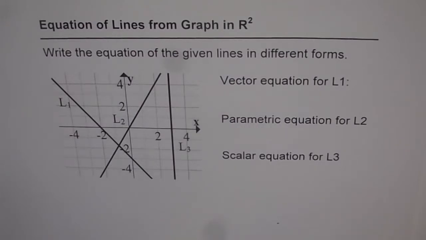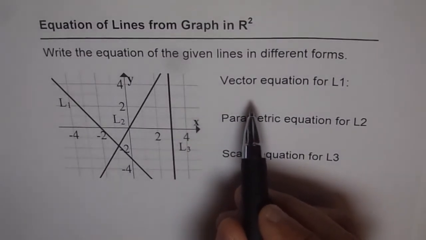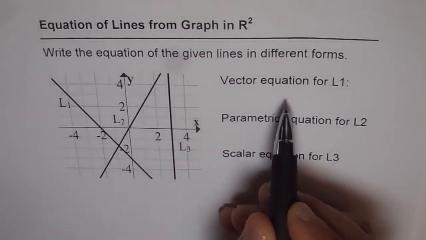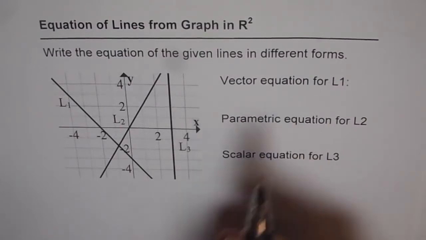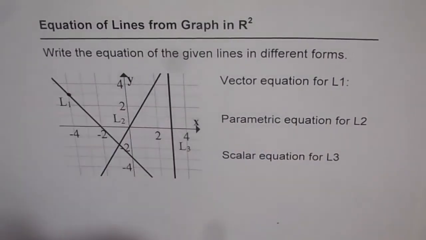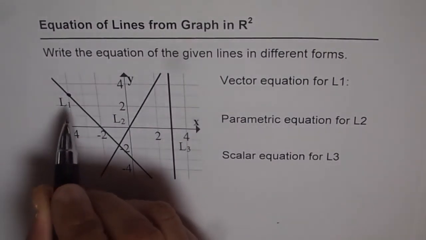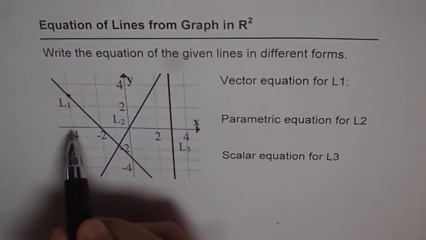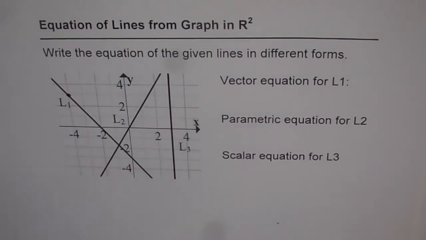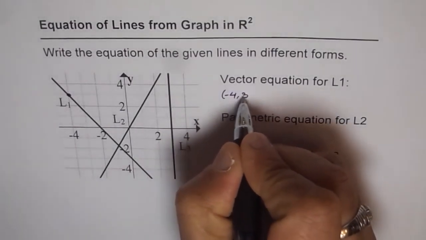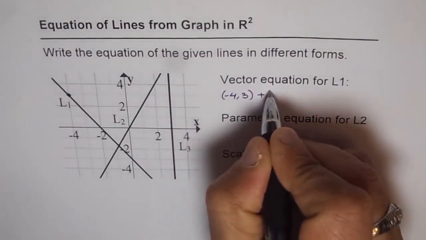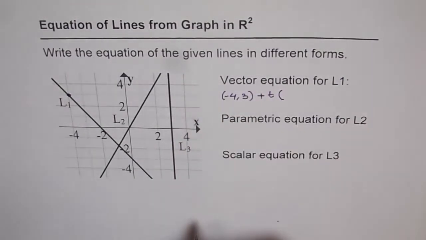Now let's see how to write the vector equation of line L1. For a vector equation what we need is a point and the direction number. So we can select any point on the line. Let's select this point here on line L1. The coordinates of this point are -4 and 3, right? So we get this point -4 and 3 here plus parameter t with direction number.